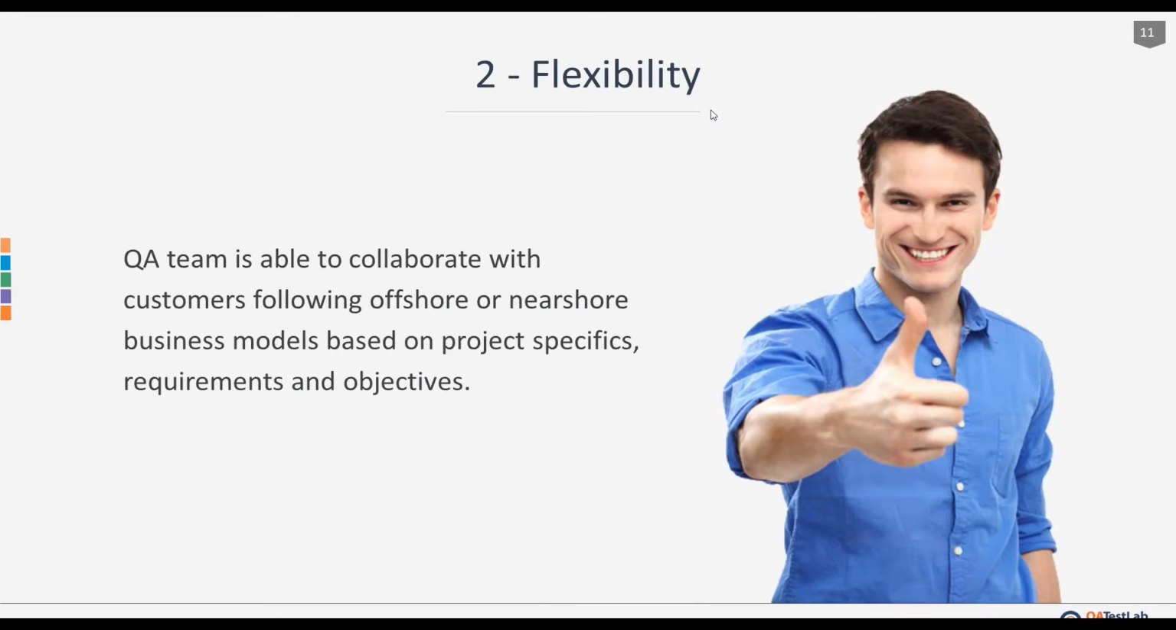Point number 2, flexibility. The QA team is able to collaborate with customers following offshore and nearshore business models based on project specifics, requirements, and objectives. Actually, we're living in a fast-paced world and we need to be flexible in order to keep up with the pace. You can opt for automation testing or manual testing based on organization needs, on project needs. You can easily switch between manual and automation testing at any time. Also, you can resize testing teams according to your needs, as independent testing organizations have the best of talent and expertise to do so.